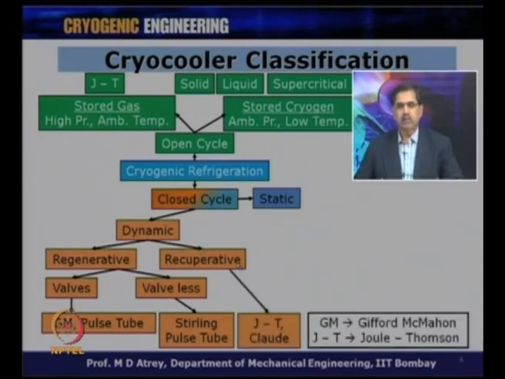Under recuperative, what normally you have is a Joule-Thomson or a Claude type of cryocooler. We have dealt with the Claude cycle and Joule-Thomson cryocoolers earlier. Here, pointing out, GM is nothing but Gifford-McMahon, and JT is nothing but Joule-Thomson cryocooler. This is what we will be dealing with in the next 4 or 5 lectures.